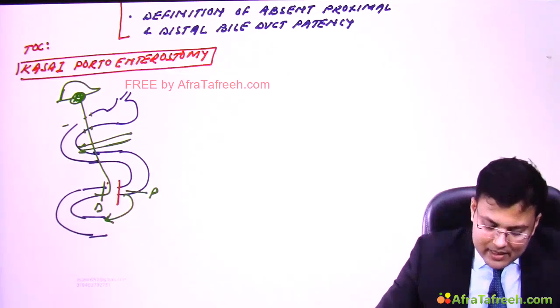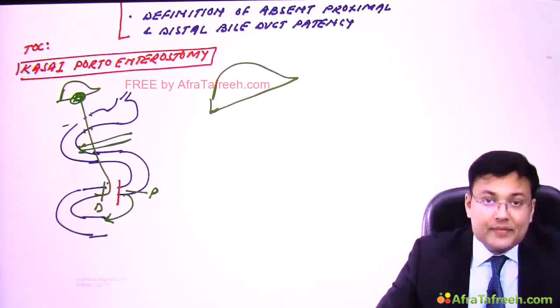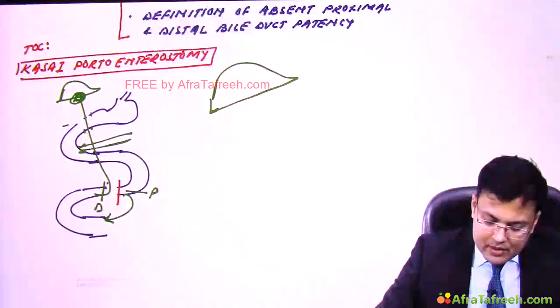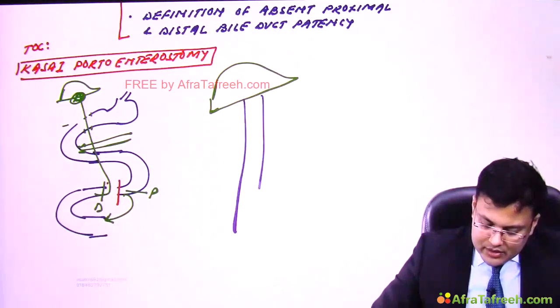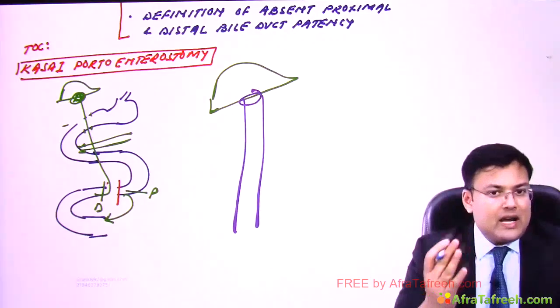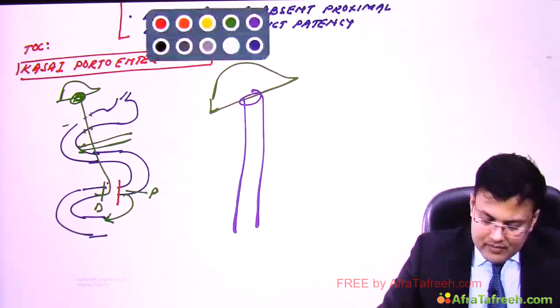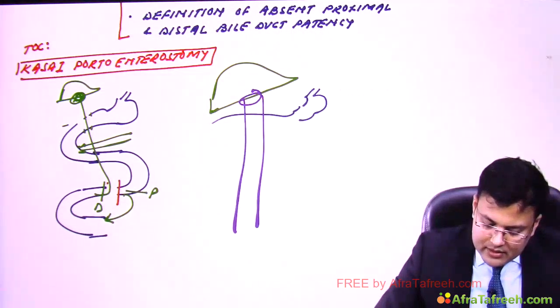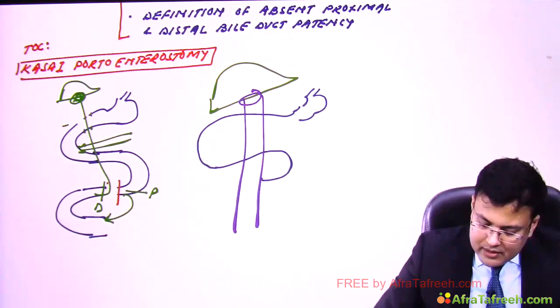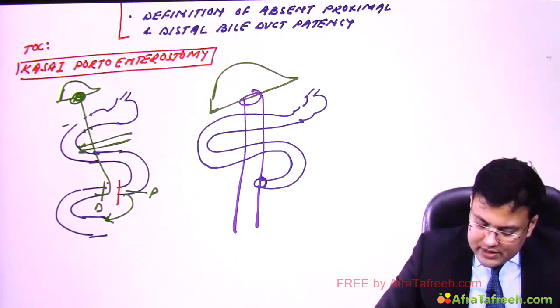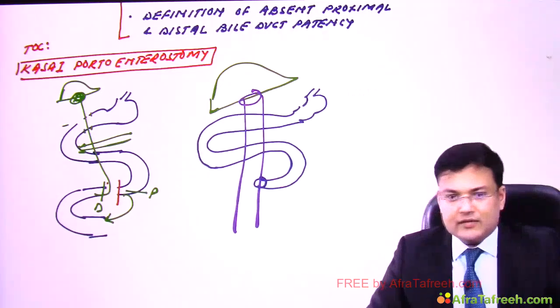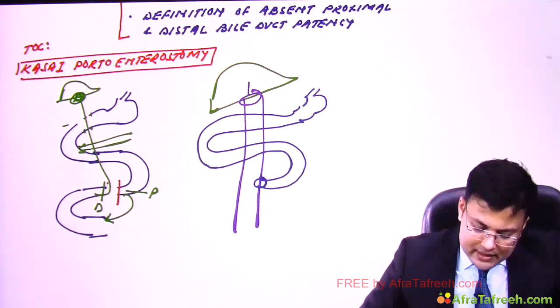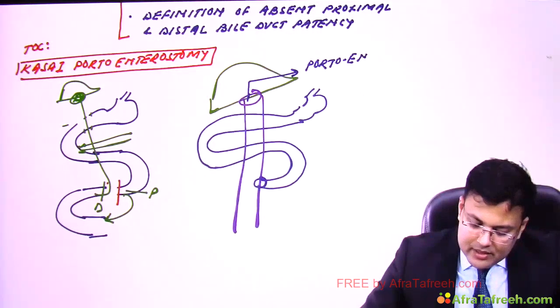So what is the final diagram? This is the liver. Okay, in this you perform the portoenterostomy. So this is a loop of jejunum attached to the porta hepatis. Here you can see this is the stomach, this is the duodenum, and this is the jejunum. So this jejunum is anastomosed to the side of the jejunum. So this is jejunojejunostomy, and this anastomosis is portoenterostomy.